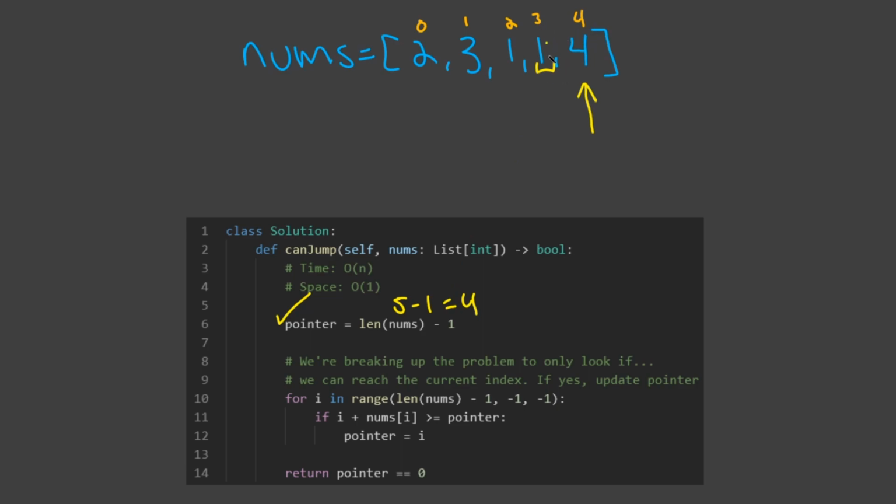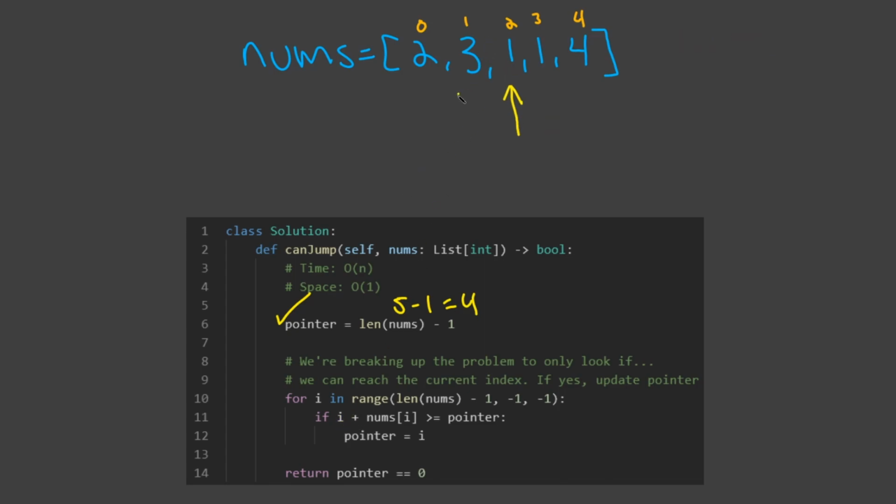i is currently 3, and the current number at i is 1. So 3 plus 1 equals 4. So that does meet our condition. So now we just want to update our pointer to i. So now our pointer is pointing to 3, and we can do this condition again. i plus nums of i is greater than or equal to our pointer. So we're looking at index 2, and the index 2 number is 1. So 2 plus 1 does equal 3. So that's just barely enough to move our pointer. So now we update it again. And now we do this again.